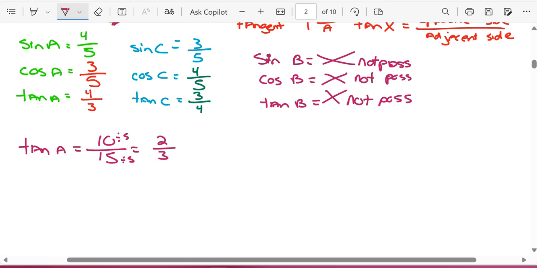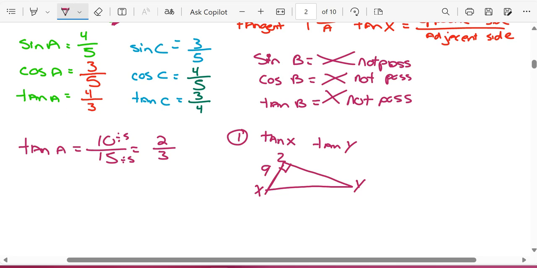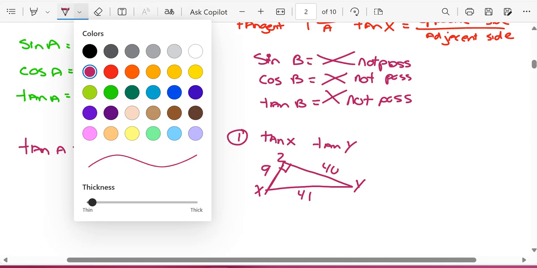All right, so we're going to look at a couple of problems from page 1. We'll do number 1 together. Number 1 asks for the tan of x and the tan of y. This is not like the do now number 1, but the number 1 that's after that one. It's the triangle with x, z, and y, and sides 9, 40, and 41.